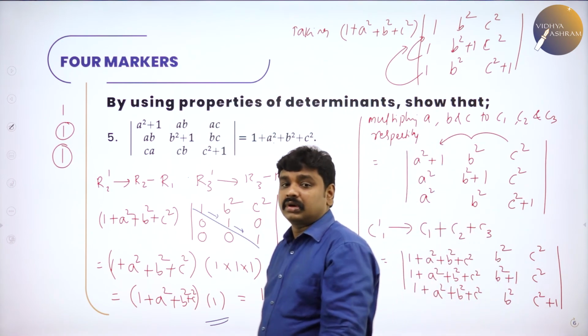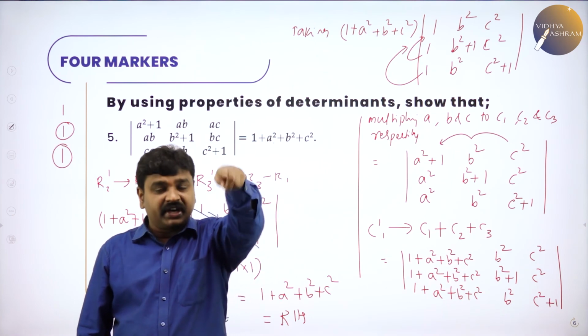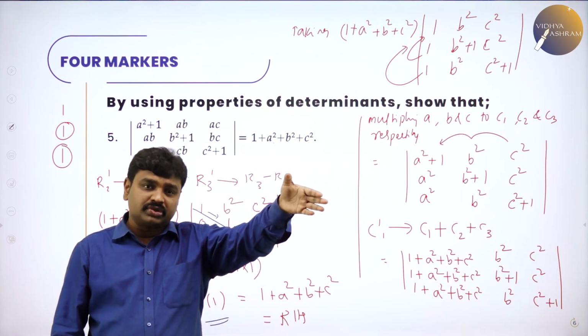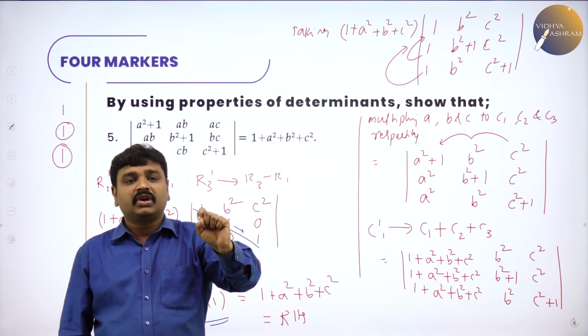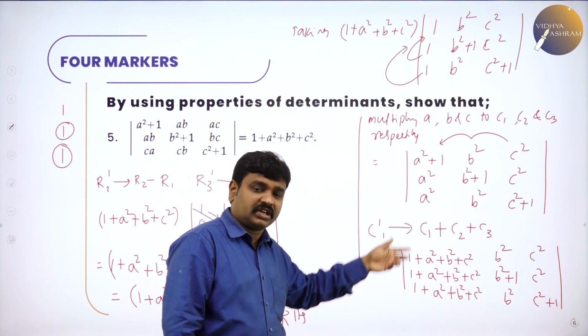First we took a common from first row, b common from second row, c common from third row. Then we multiplied a to first column, b to second column, c to third column: take common from rows, multiply to columns. Then what you should do? C1 plus C2 plus C3, if you do, you'll get the same element. Take it out as common. Then it will come 1, 1, 1.